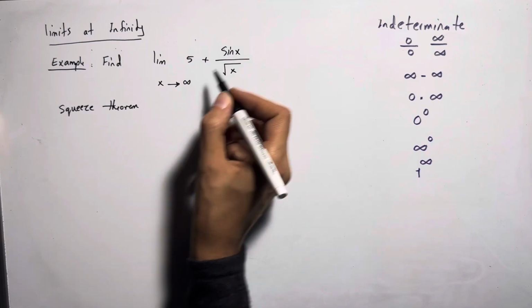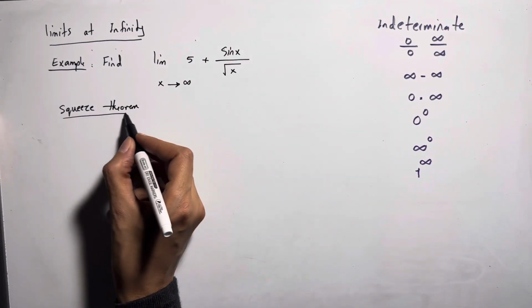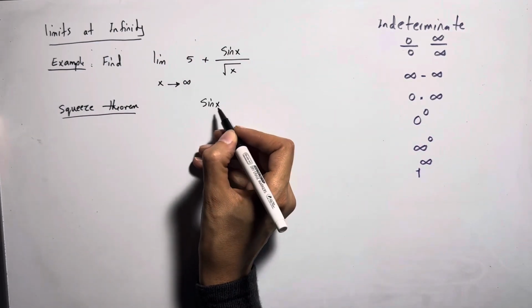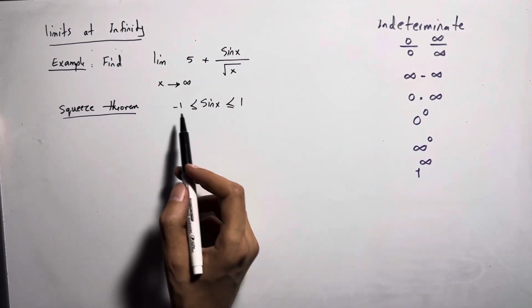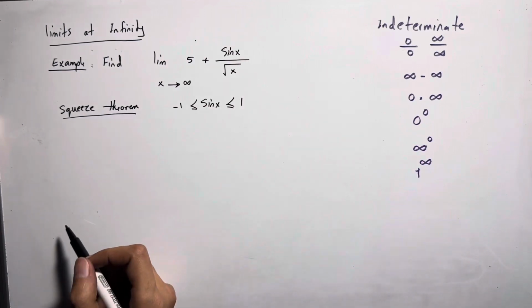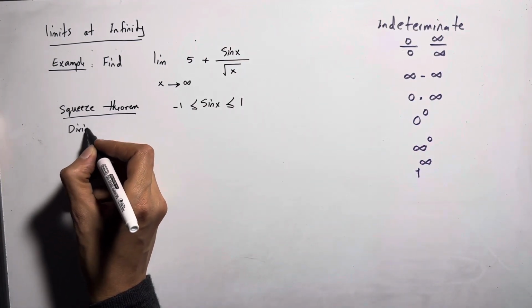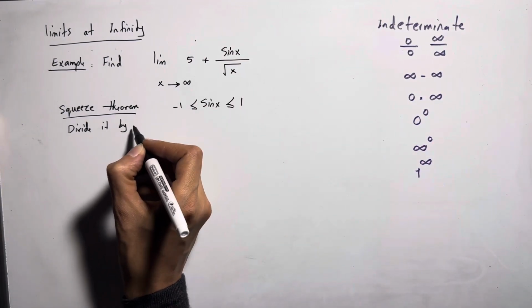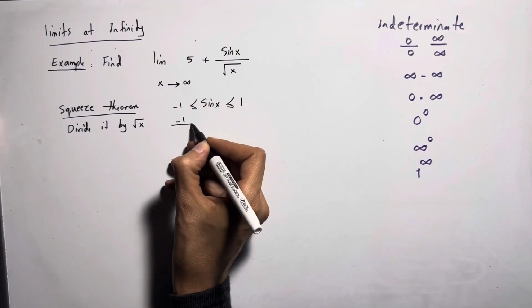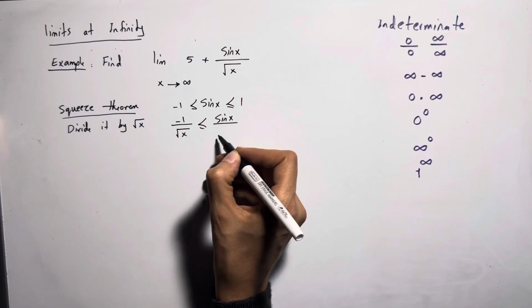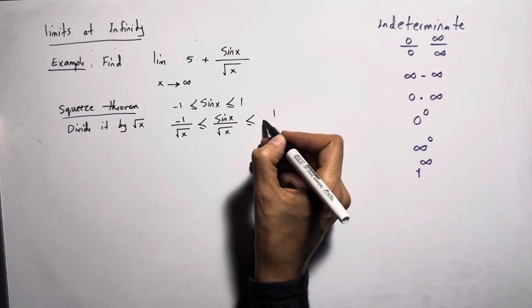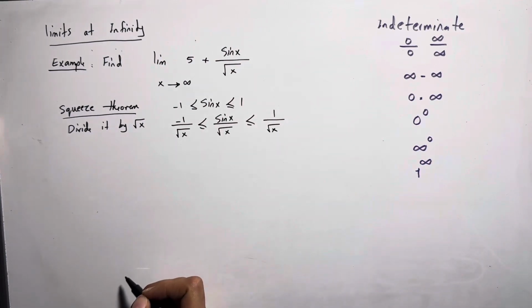Why is that? Because we have a sine function and we already know that sine x is bounded between -1 and 1. Now divide all sides by square root of x. You get -1 divided by square root of x less than or equal to sine x over square root of x, less than or equal to 1 divided by square root of x.